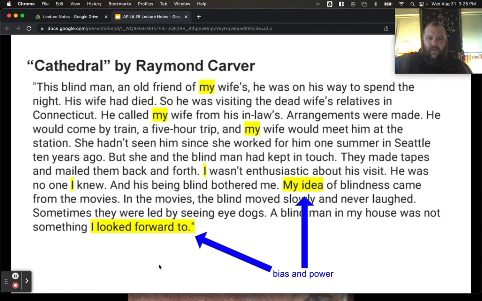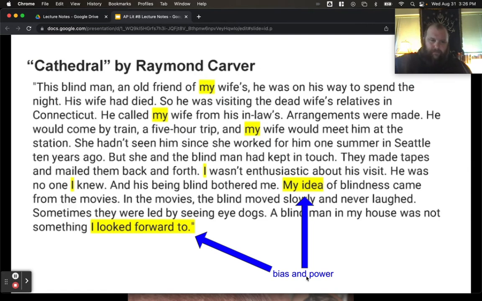The first person point of view in this case shows both bias and power. It shows bias that this narrator has toward blind people for whatever reason, right? And he even says, my idea of blindness came from the movies. In the movies, the blind moved slowly and never laughed, et cetera, et cetera. That's bias that they have toward blind people. And there's also this power dynamic.